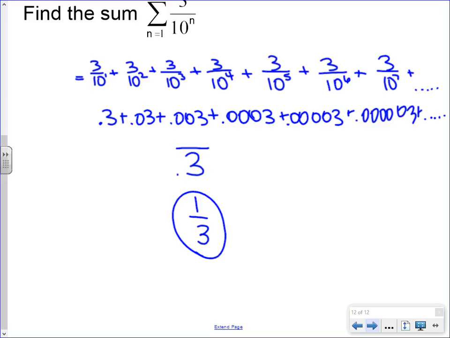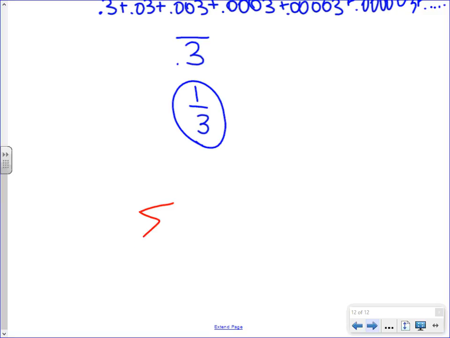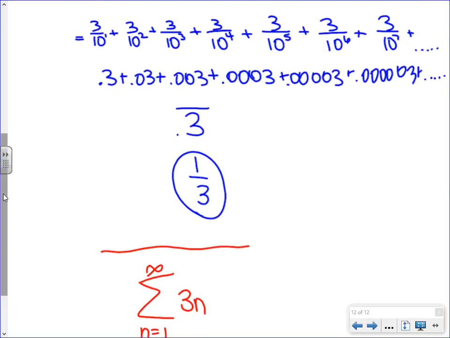Now, if we had this sum right here, 3 plus 6 plus 9 plus 12 plus 15 plus 18, is that going to add up to be anything? That's going to add up to be infinity, right? But there's a special case where we can actually get a value out of that. And like I said, we'll talk about that a little bit more.